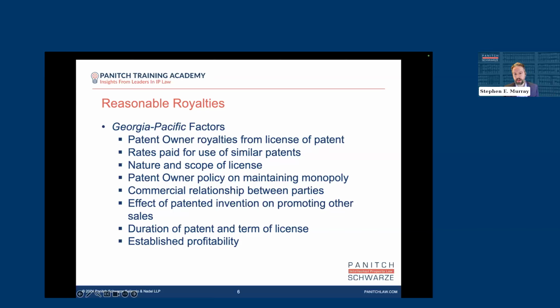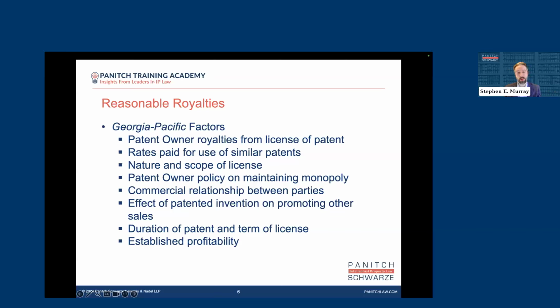Next one, the patent owner policy on maintaining a monopoly is sort of the inverse of the first factor. So as a patent owner, just say I refuse to give out licenses. I want to exclude others. And so I have a strict policy that if someone is asking me for a license, I tell them no. And that obviously doesn't work for damages in a court case. So how does this factor into the hypothetical negotiation?